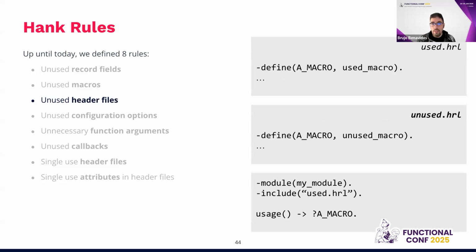This rule in particular may report some false positives, in quotes, for library apps that contain HRL files that are expected to be included in client apps without ever being used within the libraries themselves. In that case, you can configure Hank to ignore the rule, as you will see later. But my advice is to not do that.